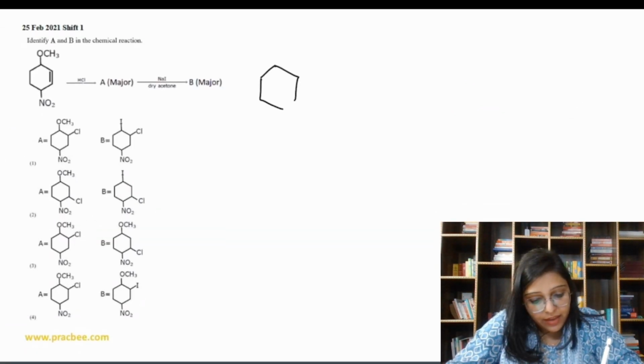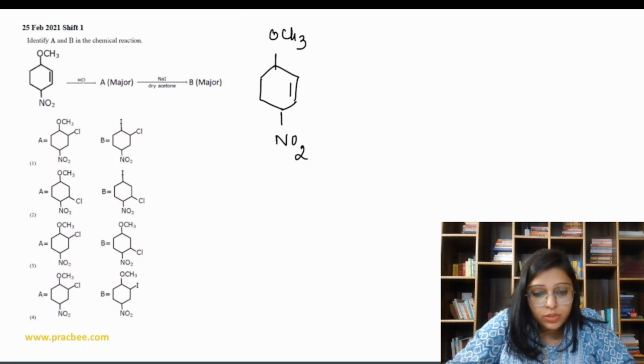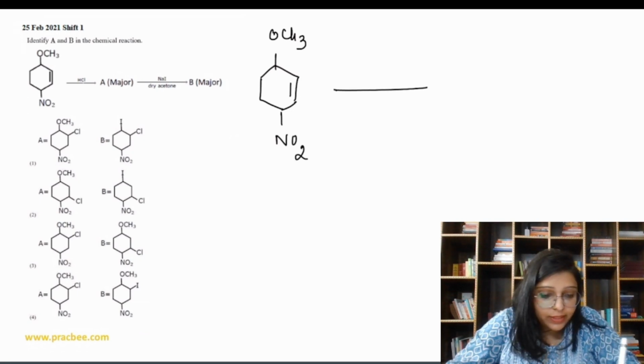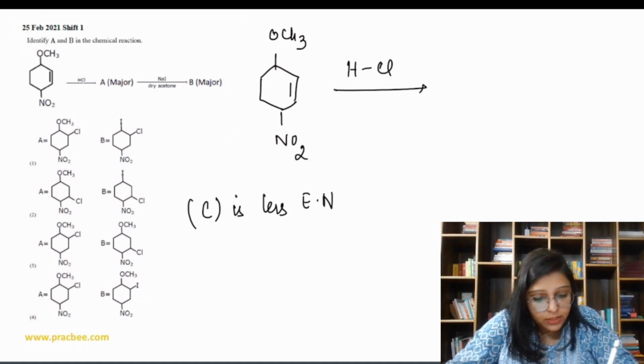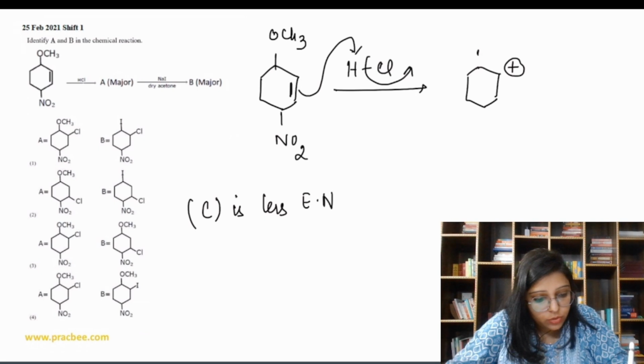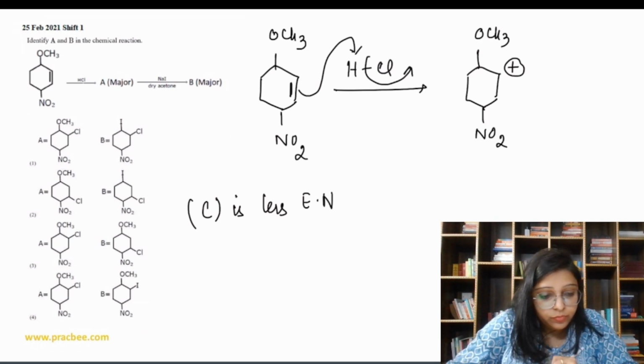So we have OCH3 and NO2. Now HCl is there, and carbon is less electronegative. So here what happens? This attacks this H plus and Cl leaves. So we have a positive charge over here, with OCH3 and NO2.